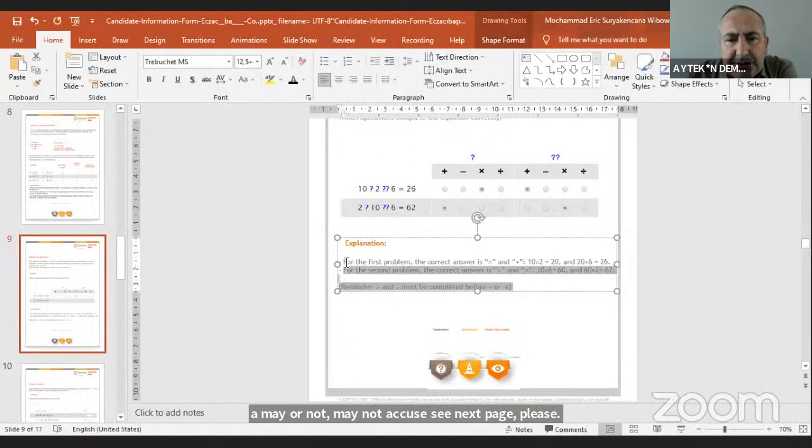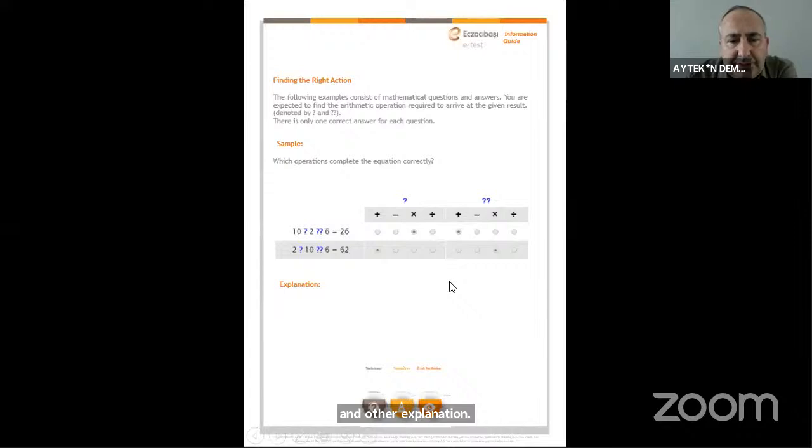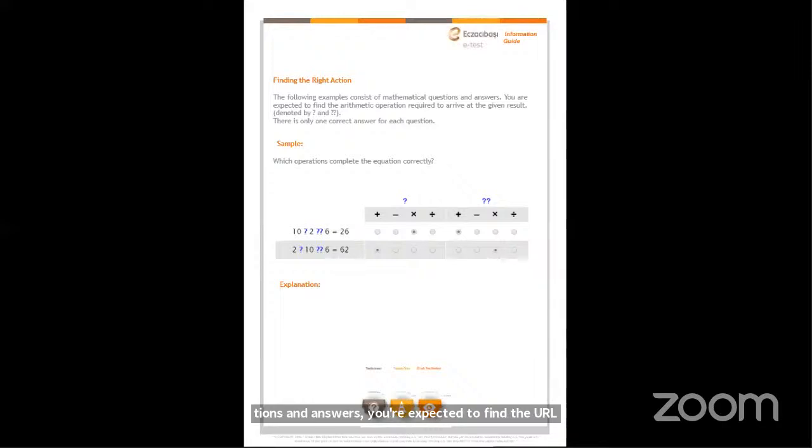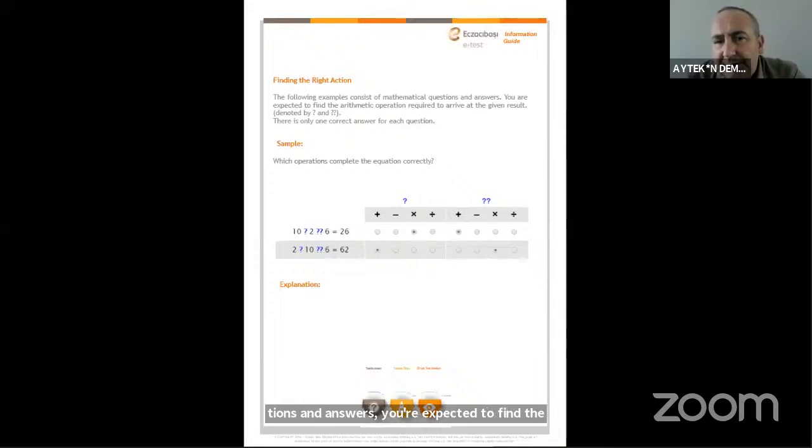Another explanation, another sample. The following examples consist of mathematical questions and answers. You are expected to find the arithmetic operation required to arrive at the given result. There is only one correct answer for each question. Which operations complete the equation correctly? We can open the explanation.